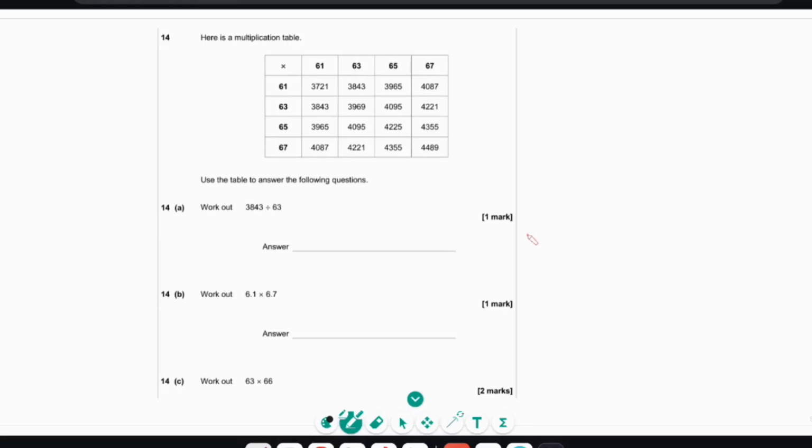Question 14. Here is a multiplication table. Work out 3,843. Just looking for that on the table. Divided by 63. Give you 61. Work out 6.1 times 6.7. Well, 61 times 67 is 4,087.